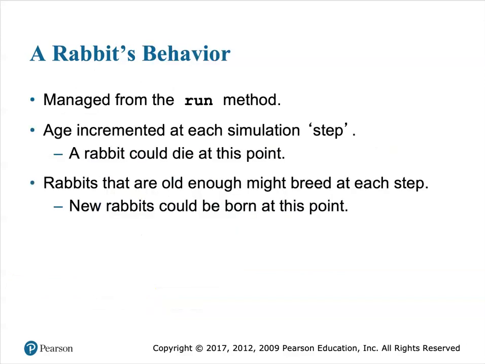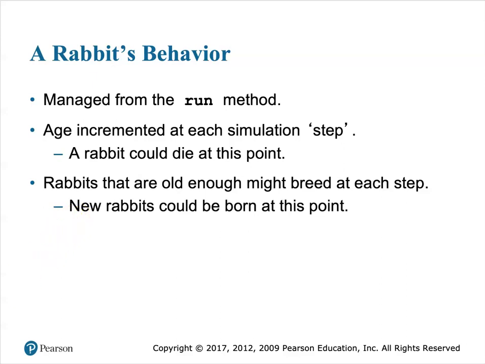The rabbit's behavior is managed via the run method. So rabbits run. When we have a rabbit run, we increment its age, and every rabbit has a consistent maximum age, and if they reach that age, then they expire. If they are not of the age where they die, then rabbits have a chance of breeding, and new rabbits might be created at that point.